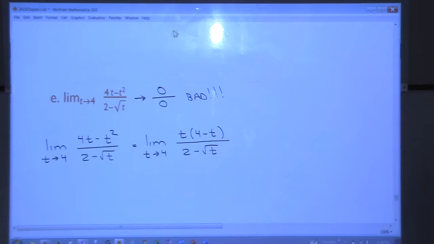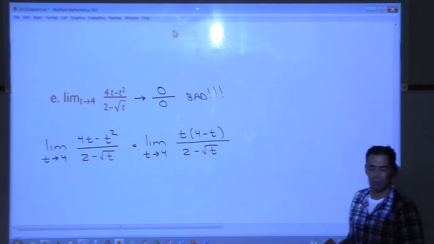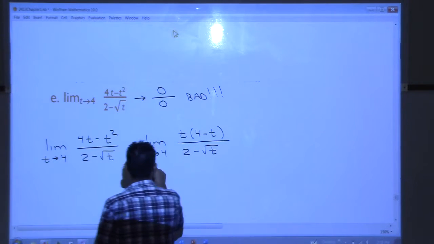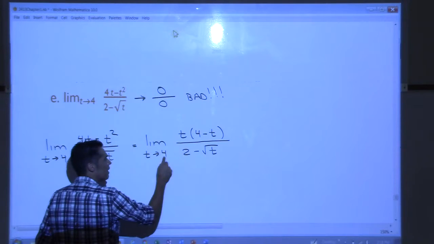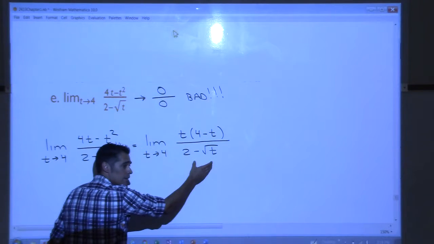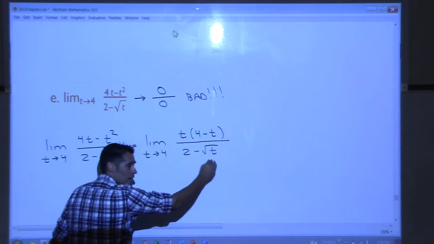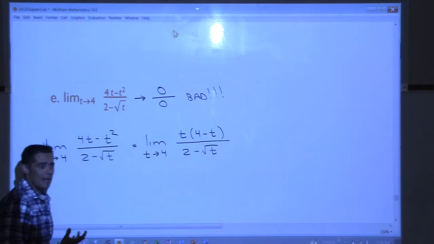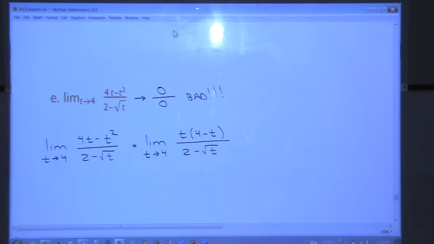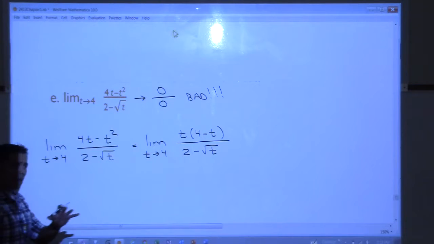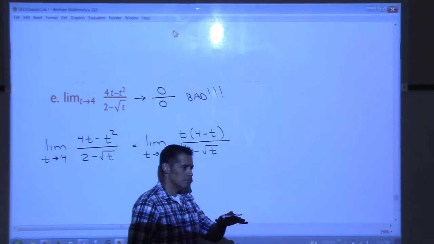Let me ask you, where's the problem at? What is giving us the issue? What is causing the major issue? This going to 4, it's the division by 0, right? So we would love for this to go away. So we have to figure out, is there a way to make that go away? If you don't see it right away, it's okay. No? Okay.